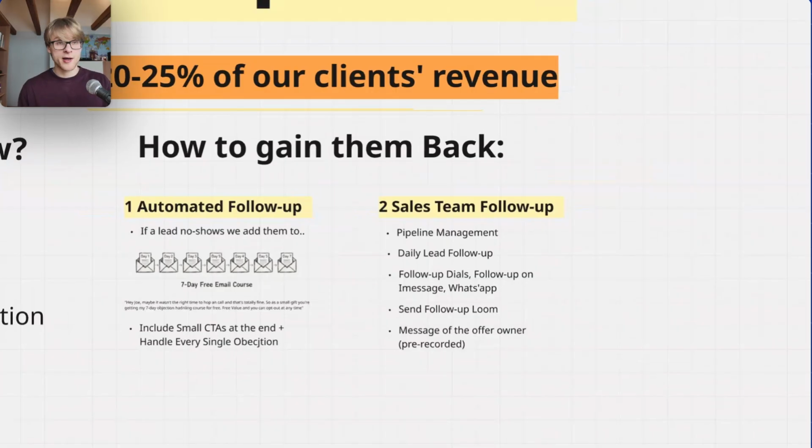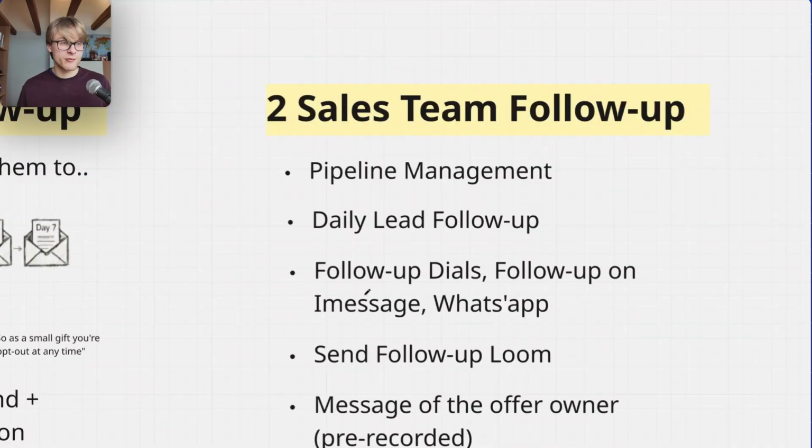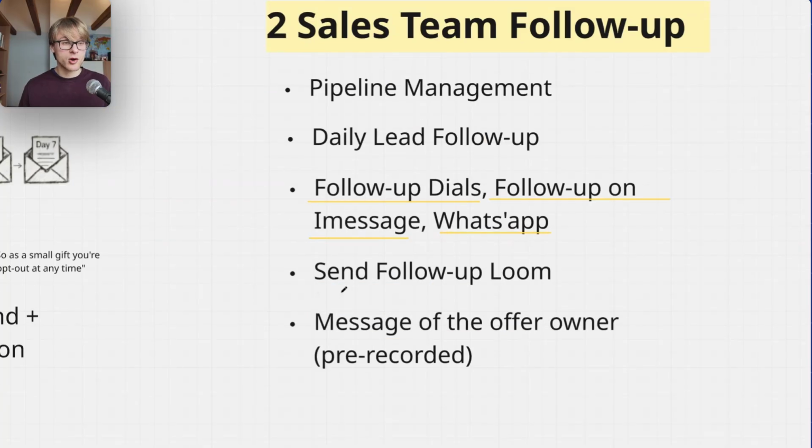And a very, very crucial thing here: the sales team needs to do the follow-ups. You need to have a pipeline in Close or GHL, where you move the leads over for a long-term follow-up, a second-stage follow-up, a third-stage follow-up. You really want to make sure the setter tries to book them in again with follow-up dials. The closer follows up on iMessage, on WhatsApp, maybe sends over a follow-up Loom.